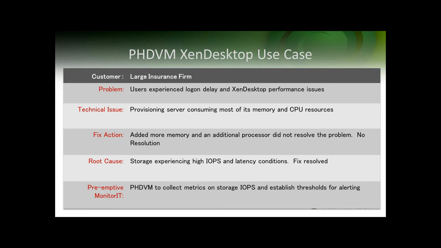So at that point, what they did is implement PHD Virtual Monitor, which could monitor not just CPU and memory, but the rest of the environment. From that, they were able to quickly determine that a lot of IOPS were hitting a particular data store. So they redistributed some of the desktops across their LUNs, which alleviated the performance issues the end users were experiencing.